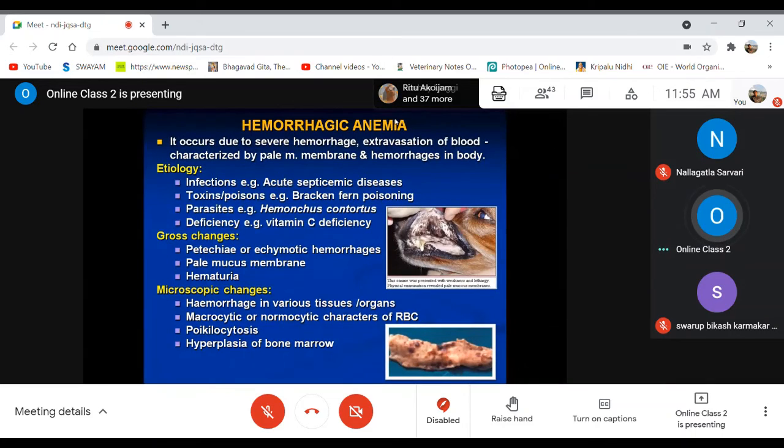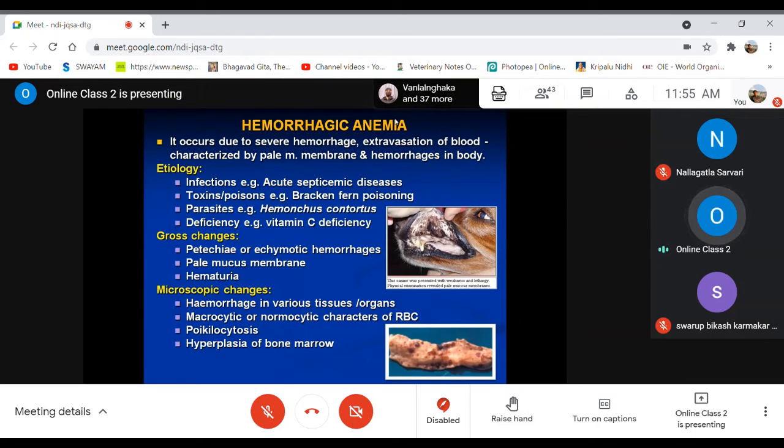So that may lead to this kind of hemorrhagic anemia. And in case of parasitic infestations, one of the best examples is Haemonchus contortus, a blood sucking parasite. Those parasites, after going into different body parts, maybe in the intestinal tract or any other part of the body, suck blood, leading to hemorrhages. So because of the excessive loss of blood through hemorrhages, it will lead to hemorrhagic anemia. Okay, or in deficiency cases, such as vitamin C deficiency, you may also come across this type of hemorrhagic anemia.